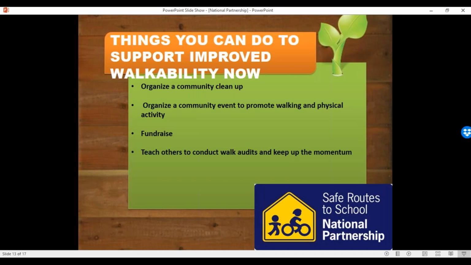The Walk Audit Next Steps fact sheet will be available on our website this month. Now let's go ahead and move into the speaker portion of the webinar and learn from Safe Routes to School practitioners in the Pacific Northwest about how they've used their walk audit findings to advance walking and biking in their communities.